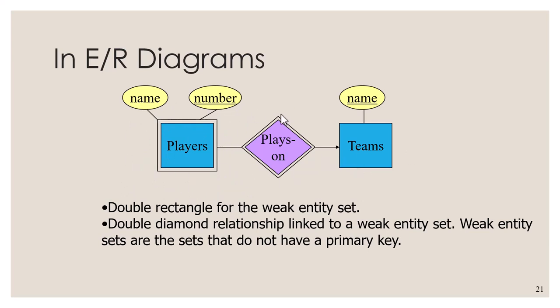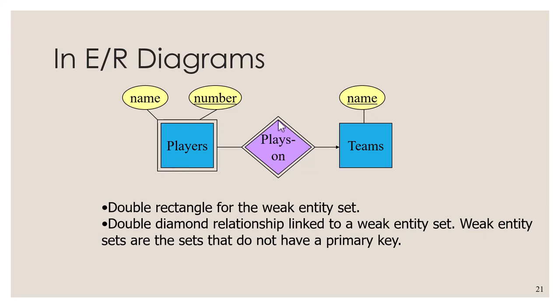Okay, and then plays on, that's the relationship between player and team, has a team name, and it's underlined because that's the key. So the player's number along with the team name that they belong to, these together are going to be unique, strong enough to be a primary key.